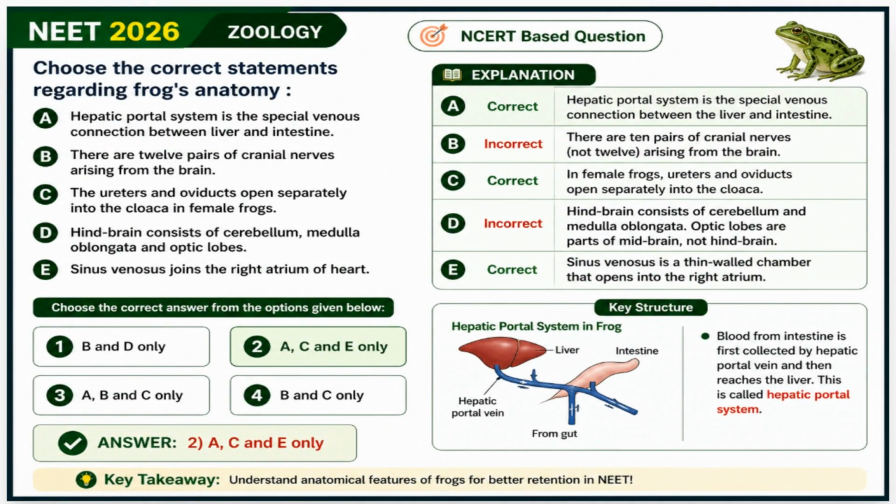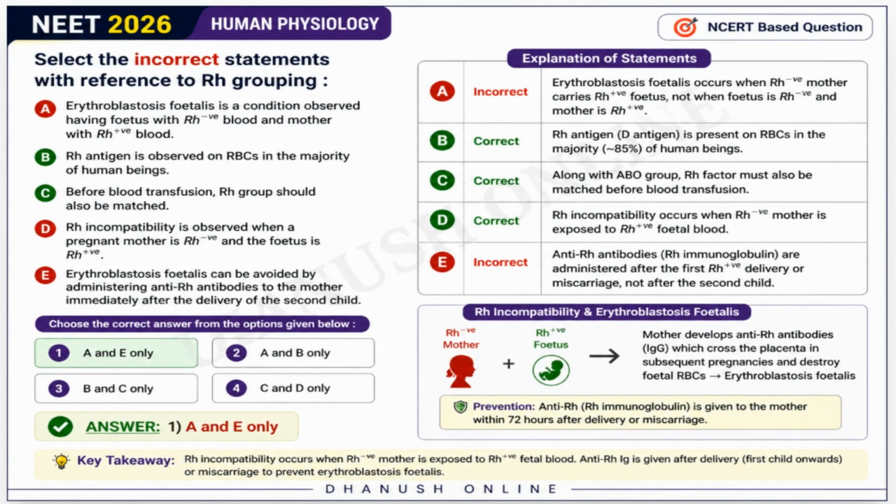Statements A, C, and E are correct regarding frog anatomy. Statement B is incorrect as frogs have 10 pairs of cranial nerves. Statement D is incorrect, as the hindbrain consists of the cerebellum and medulla oblongata, while the optic lobes are part of the midbrain. The correct option is 2.